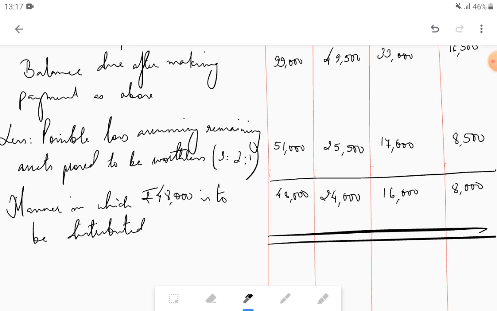So the possible loss of your partners after all of the realizations have been paid, the final amount that is due for your partners is this amount: 25,500 for A, 17,000 for B, and 8,500 for C. These are the amounts that are still due to them after all of the payments have been made. Fine. So this is calculation of the losses for your partners, taking into consideration the Garner-Murray method or maximum loss method.